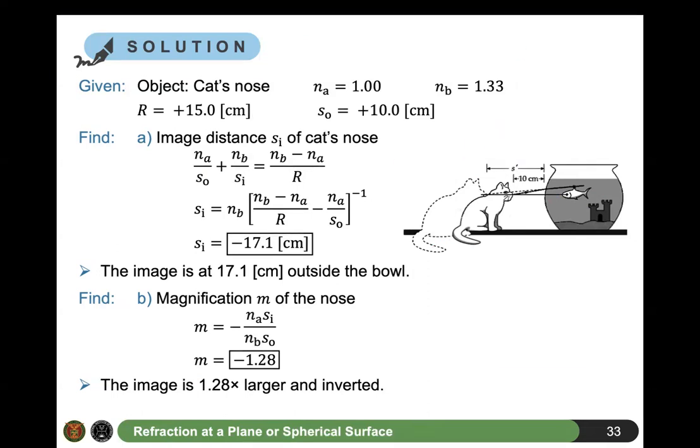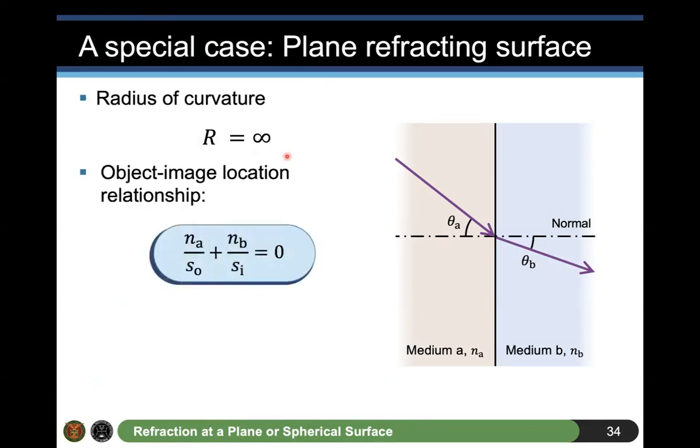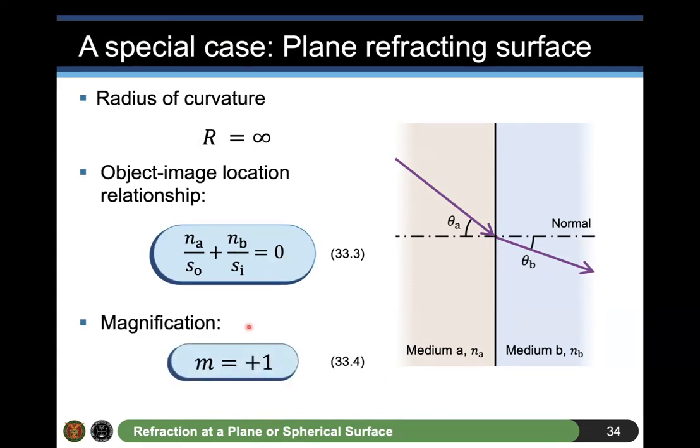Okay, no questions. And again, for a special case, the plane refracting surface: if it is planar, the radius of curvature will always be infinite. Using our refraction equation, the right-hand side is NB minus NA over R, but since R is infinite, the right-hand side will always approach 0. So for a plane refracting surface, we always have these two equations.